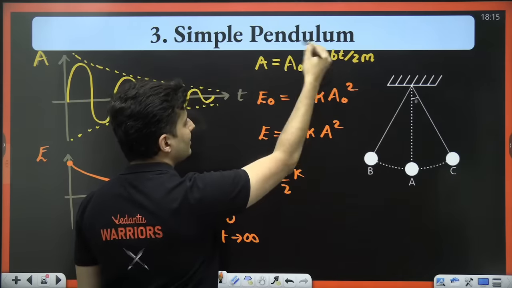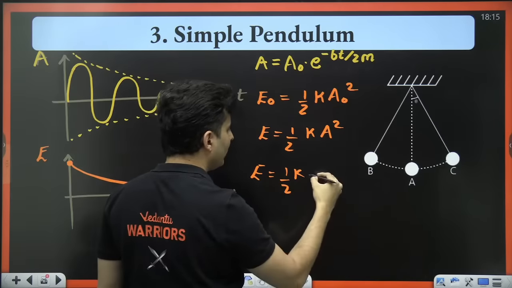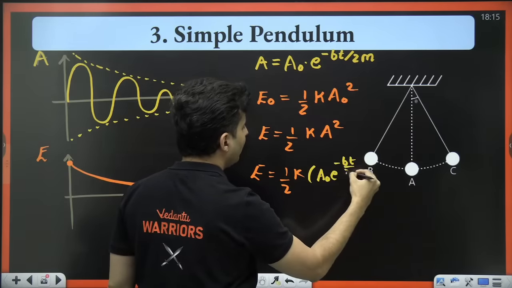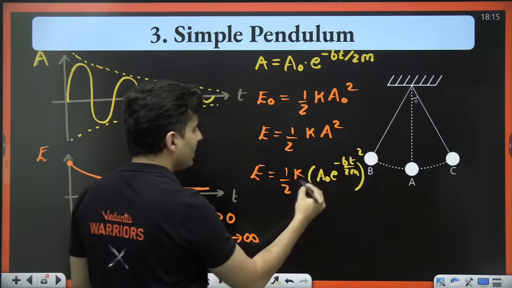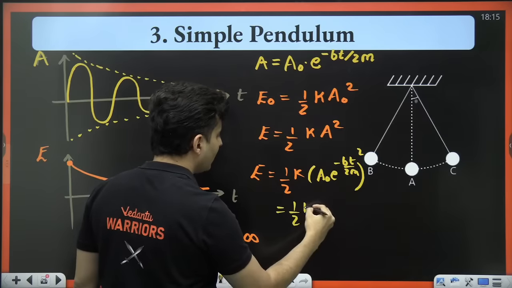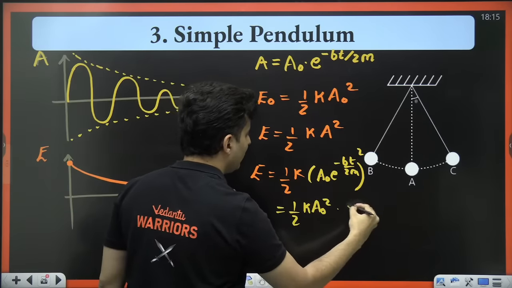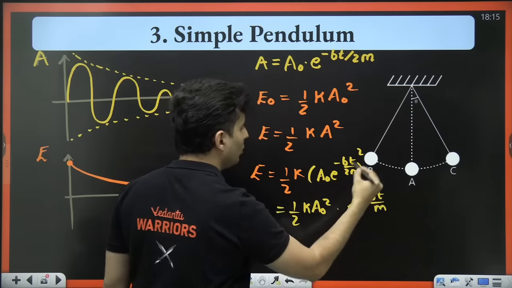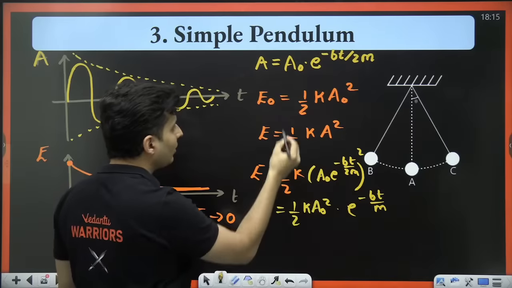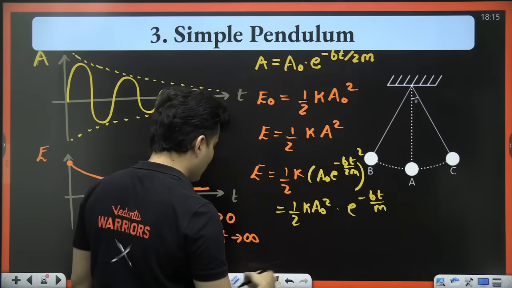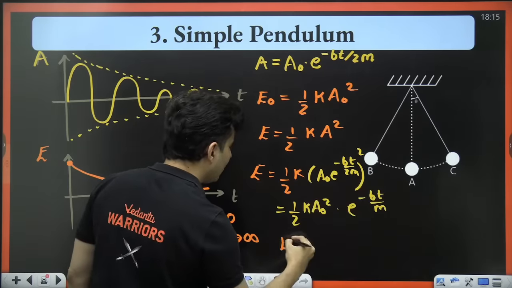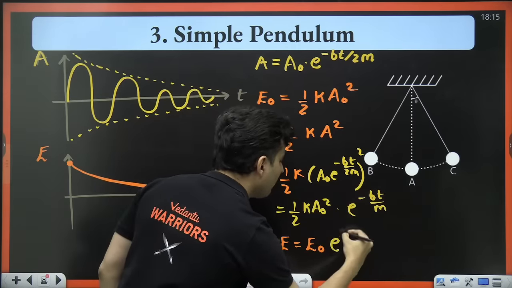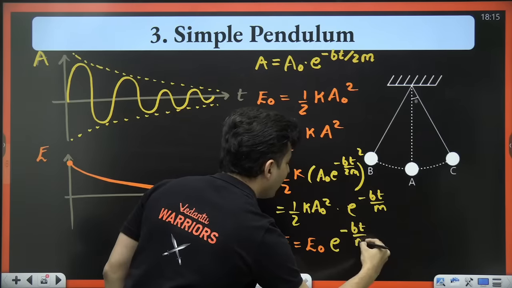What is A? A is this whole thing, which is A naught into e to the power minus bt by 2m, right? Whole square. So what will I get? I'll get half k A naught square into, because I'm squaring it, e raised to minus bt by m. 2 cancels. Half k A naught square is E naught. So therefore, I will get E is equal to E naught into e to the power minus bt by m.